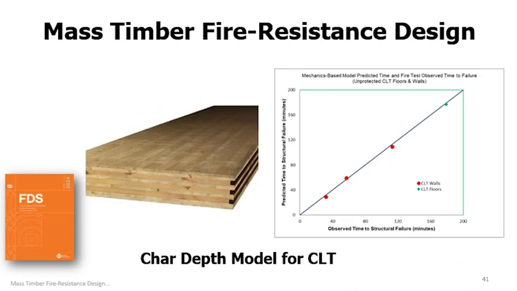The table I showed on the last slide provided char depths and effective char depths for wood products other than CLT. Now let's talk about the char depth model specified in the FDS for CLT, which is different from the model used for other wood members. The CLT model was developed to more accurately fit the empirical char depth data for CLT, as opposed to the model used for other wood products. As you can see from this scatter plot, the model fits the empirical data fairly well.